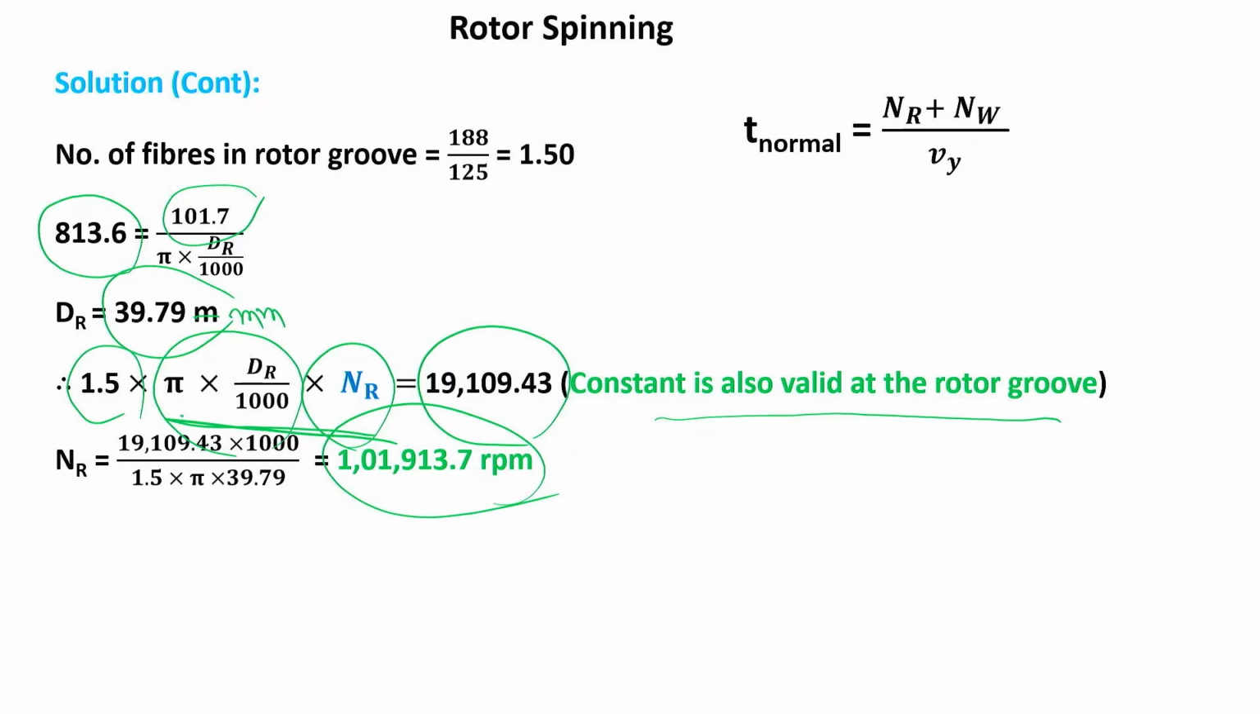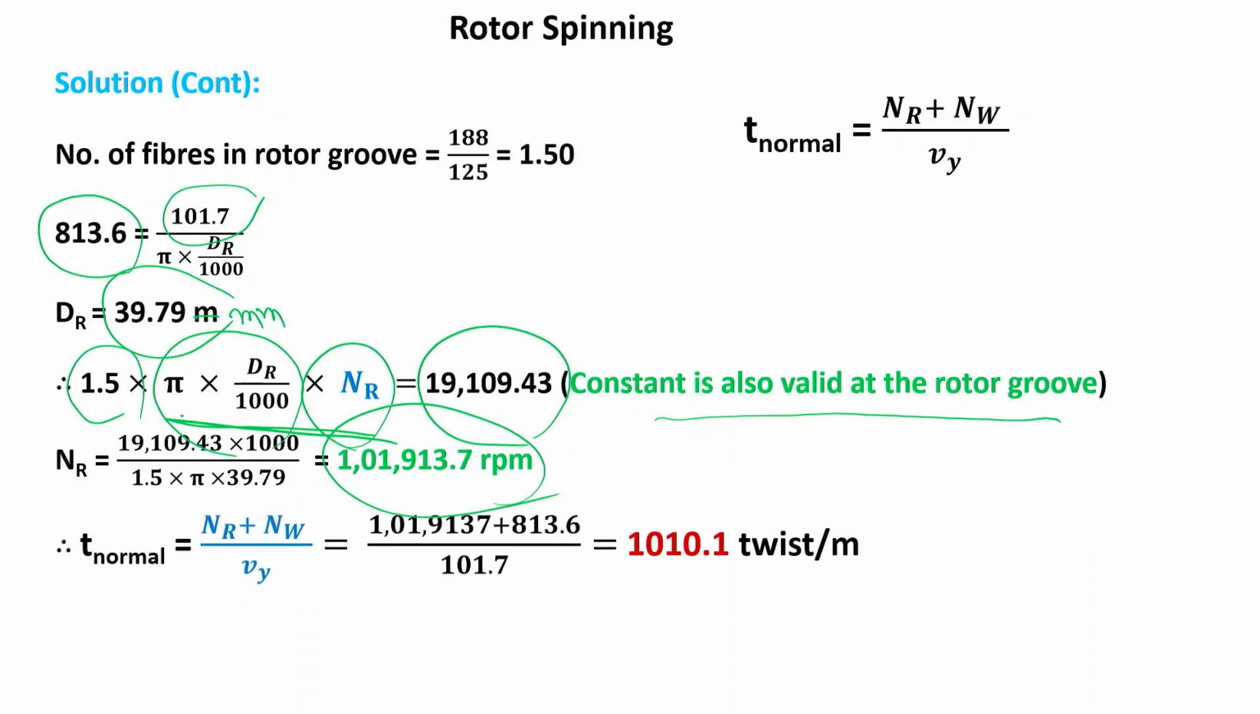So, from there what we have got? We have got all these 3 parameters which are required. So, NR, NW and Vy, and by replacing these things we get the rotor twist equal to approximately 1010.1 twist per meter. So, from the given data we can calculate each and every component by few assumptions. Okay.